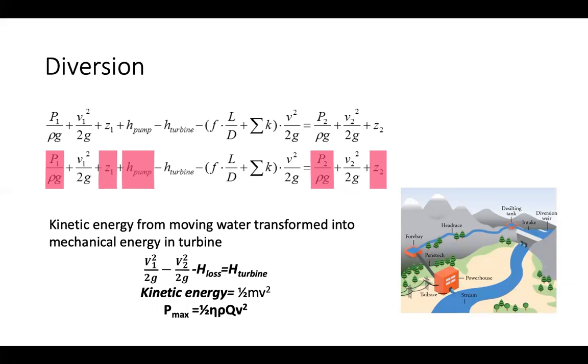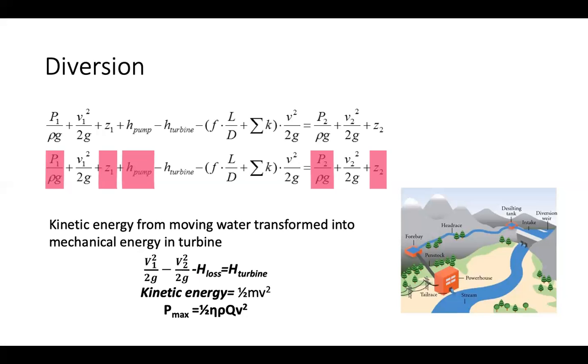So another type of hydraulic power generation is diversion. In this type of power generation, we mainly want to convert the kinetic energy from moving water into mechanical energy in a turbine. So let's assume that the difference in latitude is very small, so that we can ignore it. So we do not care about the potential term. We can talk about the pressure term and latitude term, and there's no pump. So we reach the final equation that the head of turbine is equal to the difference in the head of velocity minus the head of loss.